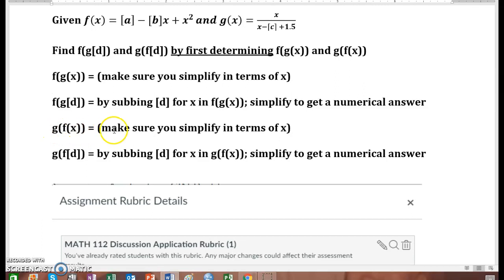Again, once you find g of f of x and you have simplified that in terms of x, you can then go back and substitute in that new composed function whatever your value of d is from your calculus identification number, and then you will obviously come out with a numerical answer. And please simplify everything until you get to that final numerical answer.